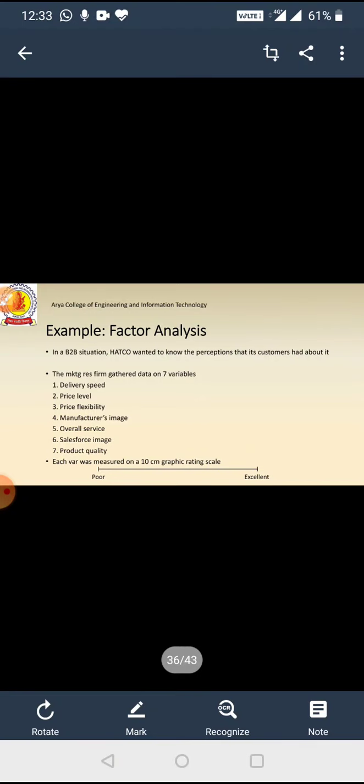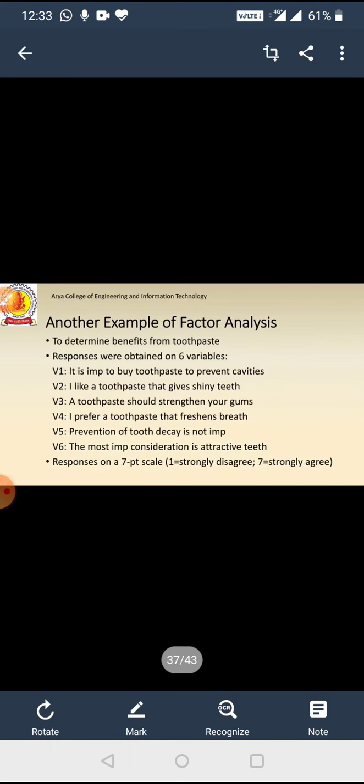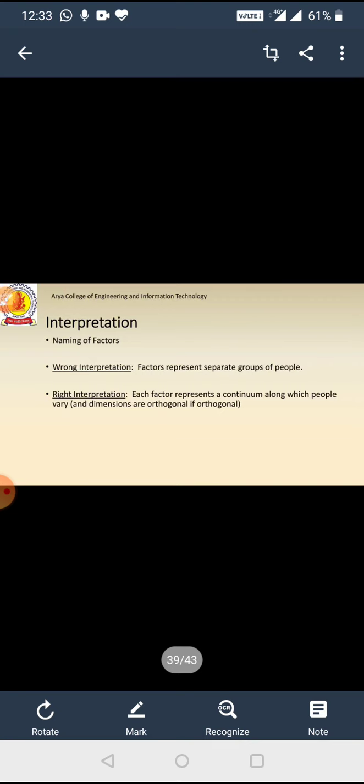Hartko problem is given by this. This is the Hartko problem. Another example is toothpaste, how we use it and what the different parameters are. This is your interpretability. In interpretation, each factor represents a separate group of variables.